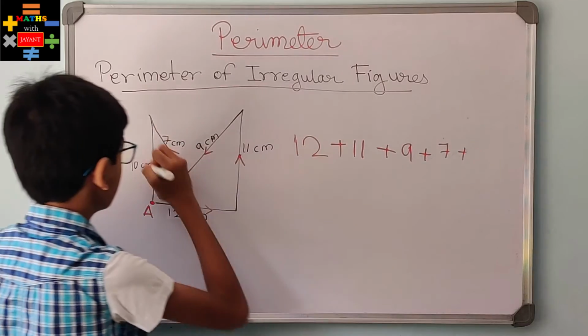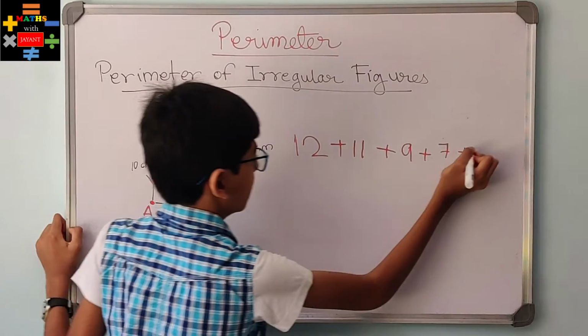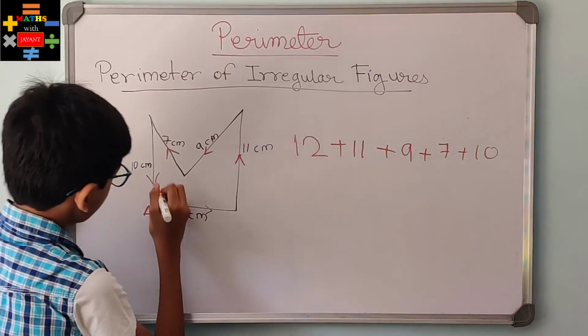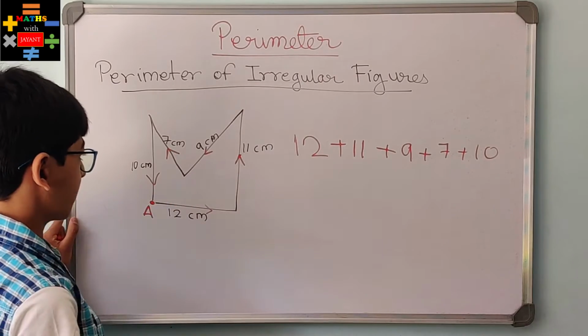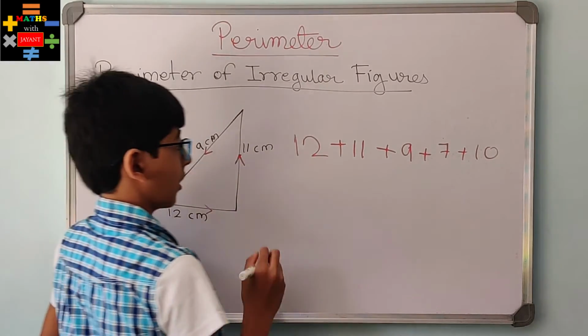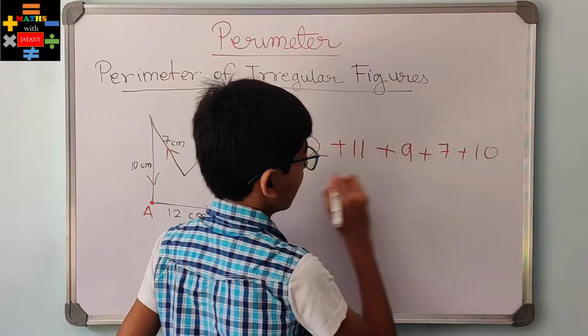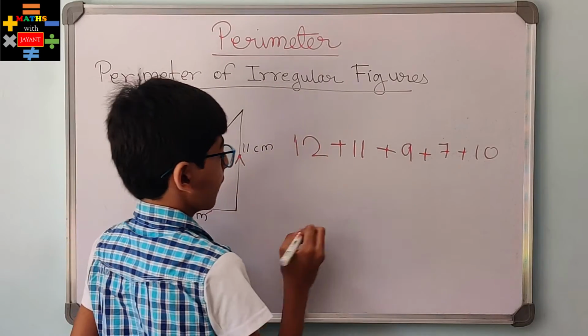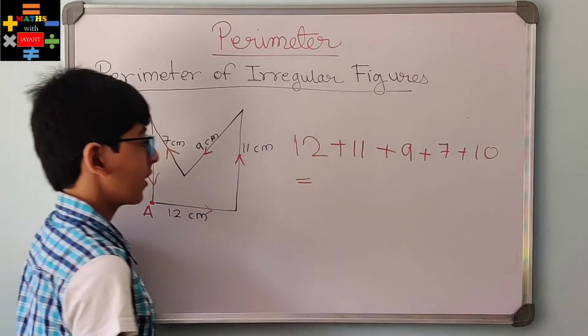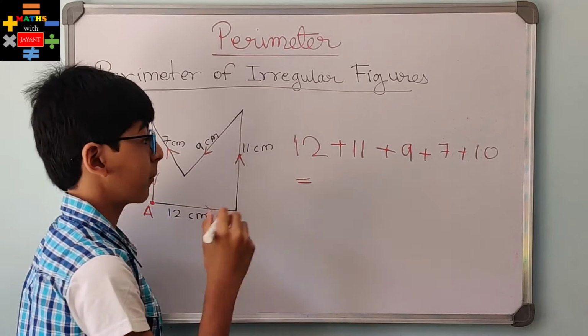And then finally we will add 10 centimeter. And now you will notice we would have reached back to point A. And all these dimensions are in centimeters, note that. Now when we add all of this, let us first add step by step.